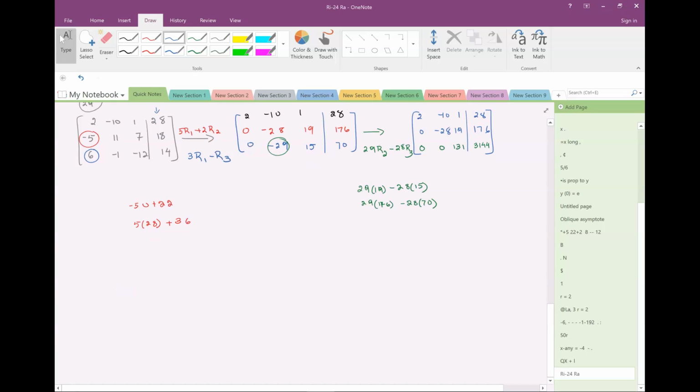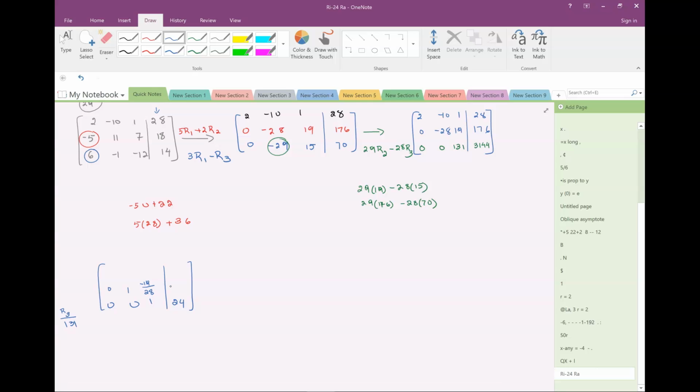Okay, so we're gonna divide row 3 by 131, so I get 0, 0, 1, 24. Right? Already it worked out so nicely. Okay, now to put the rest in row echelon form, I have to divide the second row by negative 28. So I get 0, 0, 1, negative 19 over 28, and then 176 over 28.